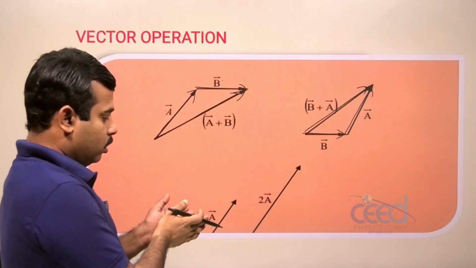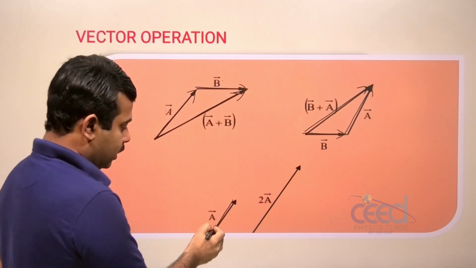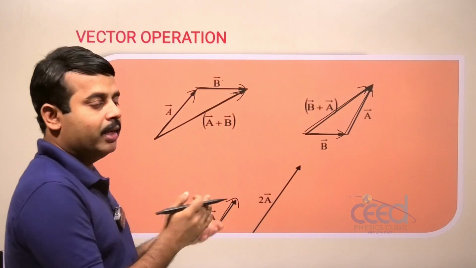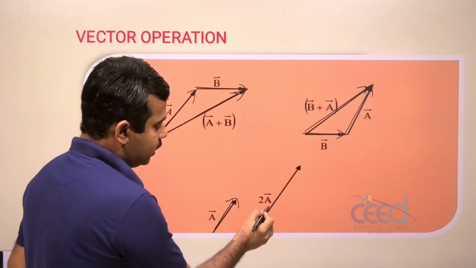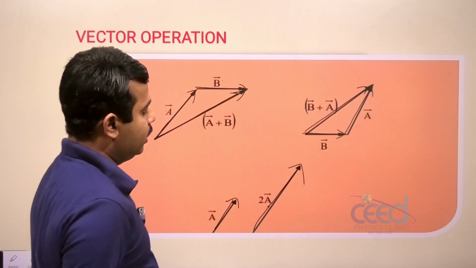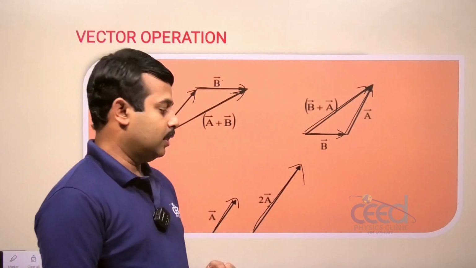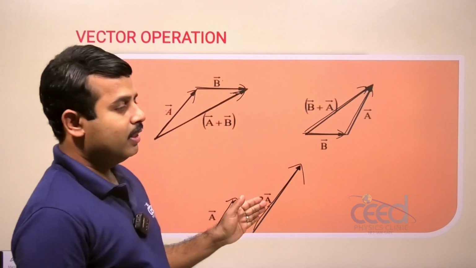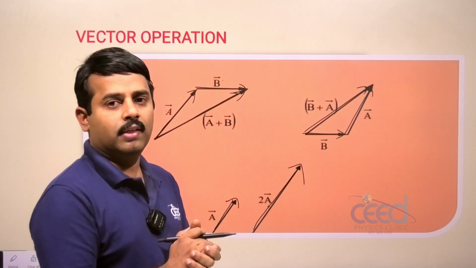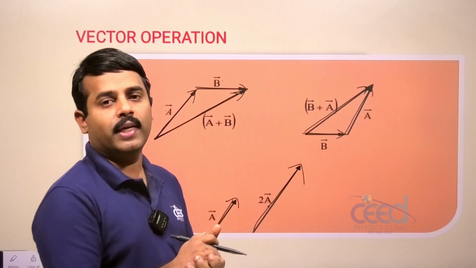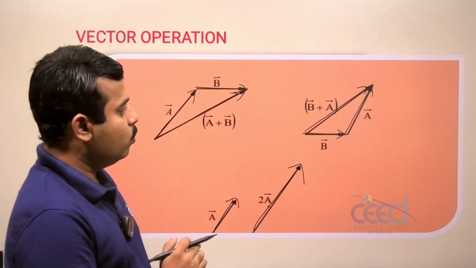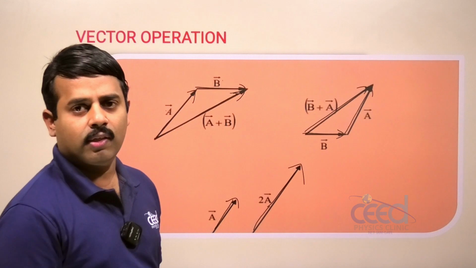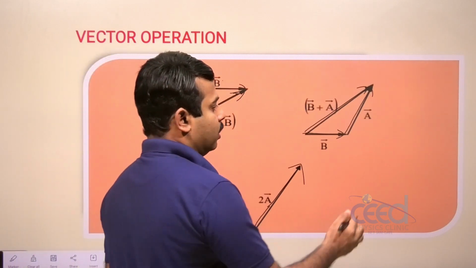Now, if a vector A is multiplied by a scalar, its length is doubled, right? Length doubled means the physical quantity is not changing, but the magnitude changes by double. That only.